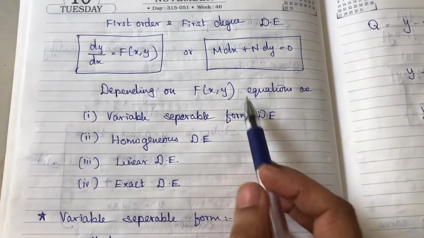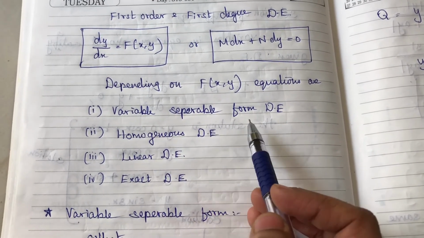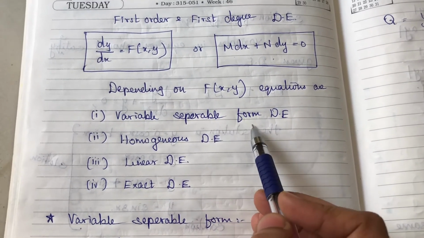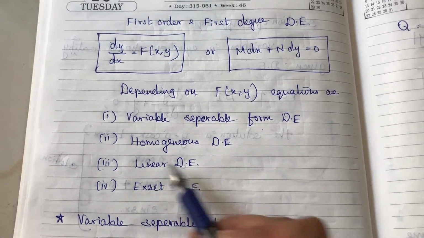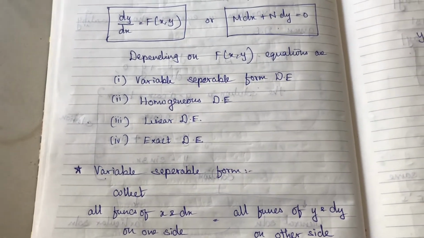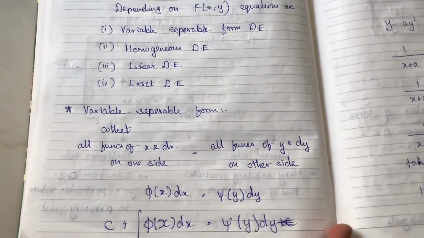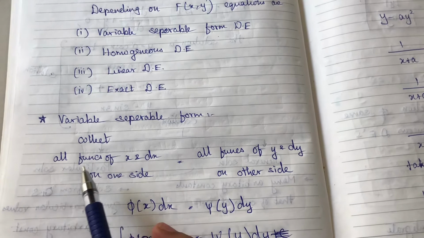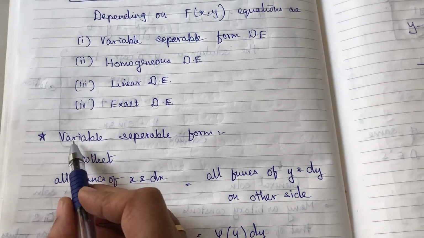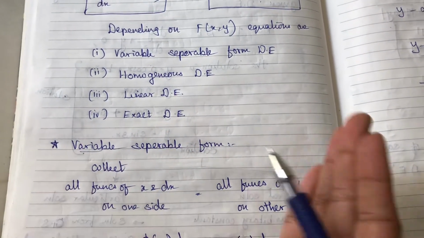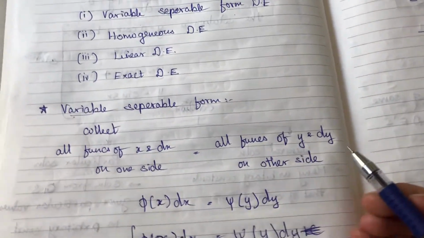Depending on the f function, the equations are divided into 4 types: variable separable form, homogeneous, linear, and then exact differential equations. Let's see the variable separable form of differential equation. First, we need to collect all the functions of x and dx on one side, and dy and the y functions on the other side.